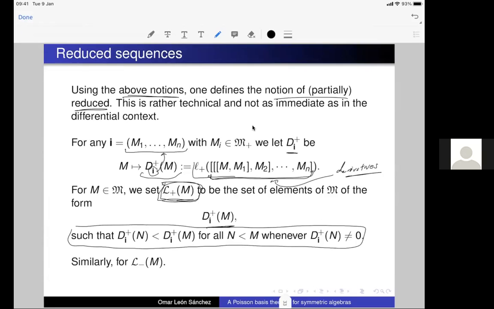Are you ordering the N and M lexicographically or what? You mean these M's?